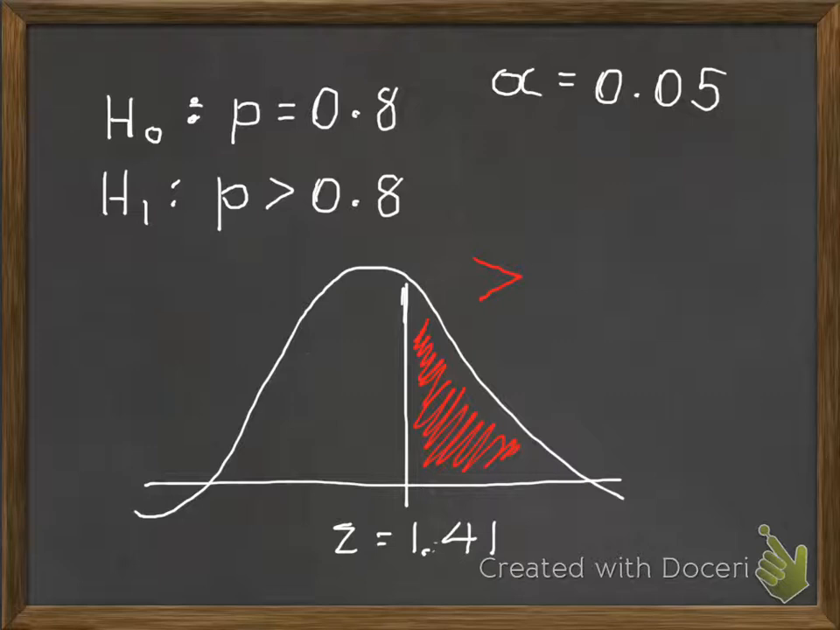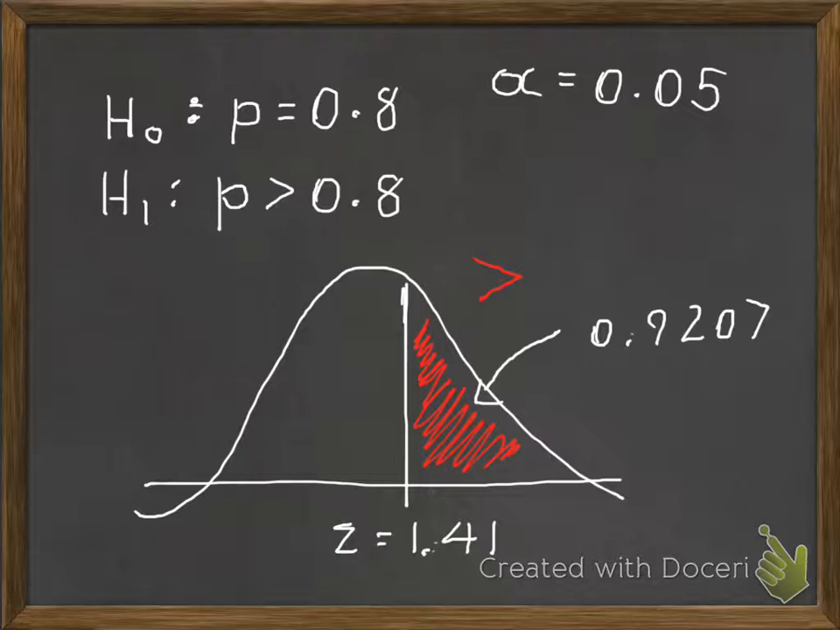for this test. That means we're trying to answer the question, what is the probability of getting a test statistic at least this extreme? At least as extreme as z equals 1.41. That is our test statistic. So we're trying to find that p-value.